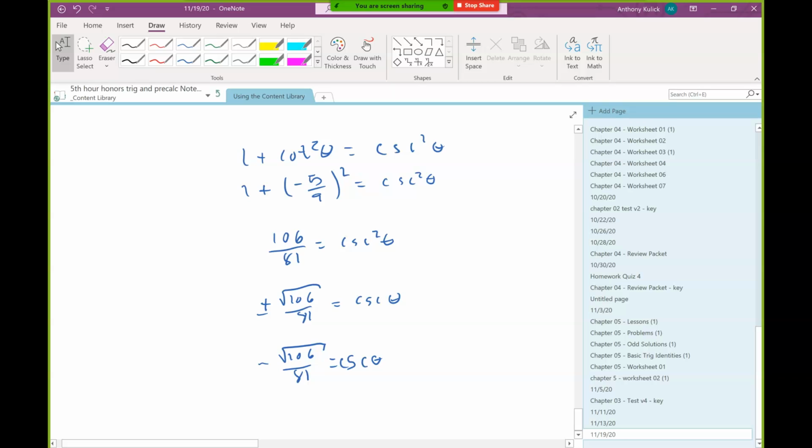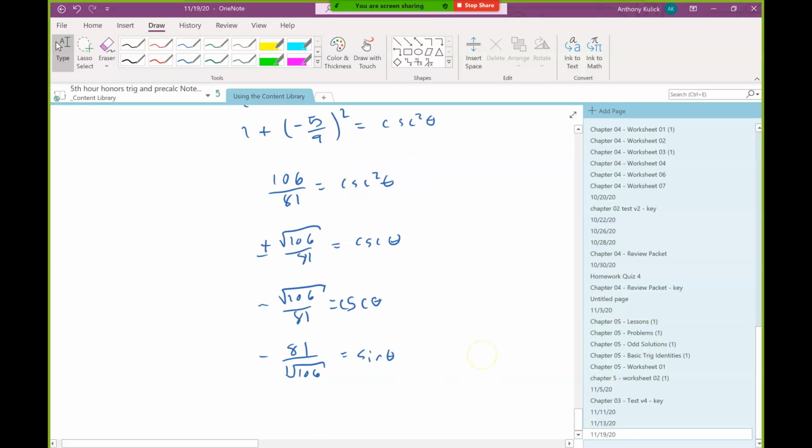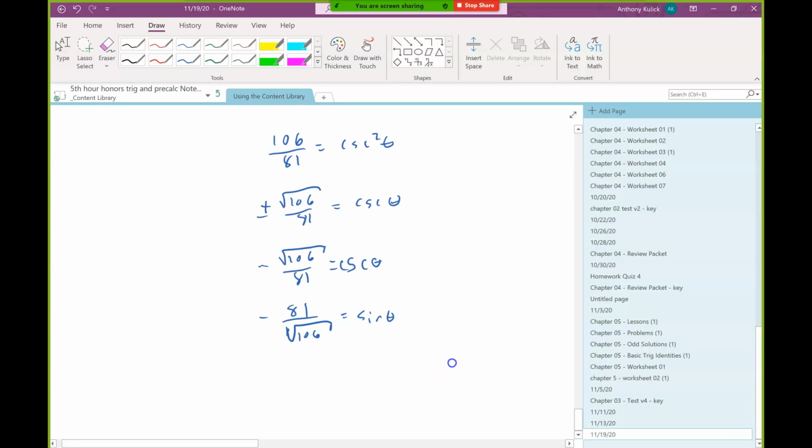Okay there? Yeah. Okay. And since I know sine and cosecant are reciprocals, I can say that sine then is negative 9 over the square root of 106. And you'd rationalize the denominator there, but I'm not going to bother with it. Okay with that?